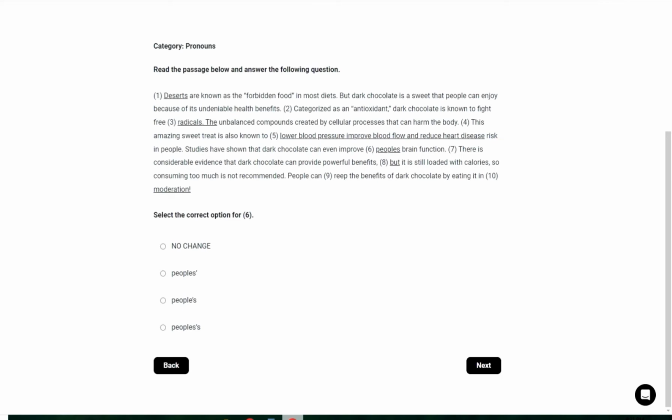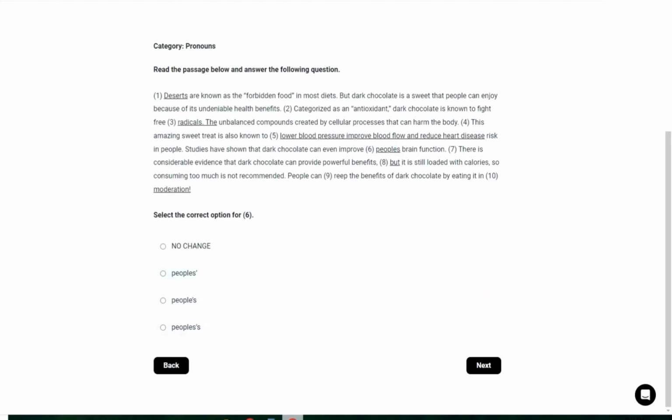So it can help improve people's brain function. And so what we're looking at here is people's without any apostrophes. Is that the correct function? Or is it going to be multiple peoples with an apostrophe at the end, people with an apostrophe with an S, and people's apostrophe S?